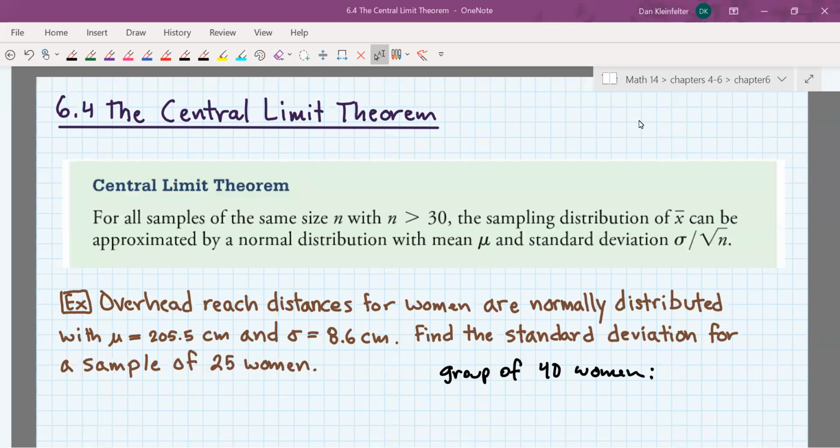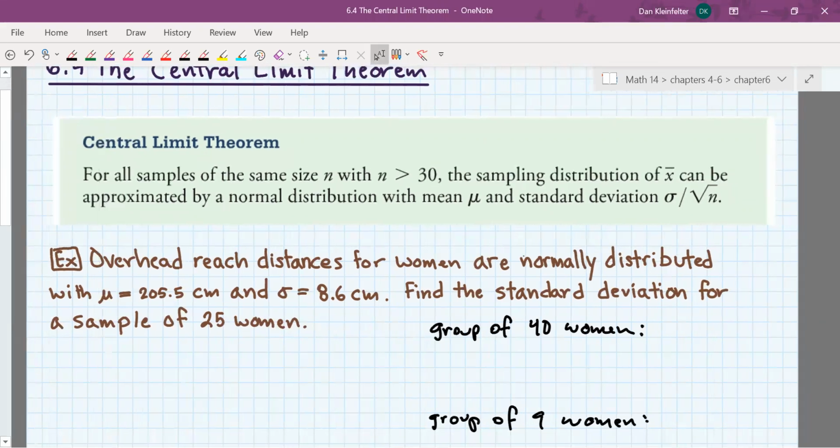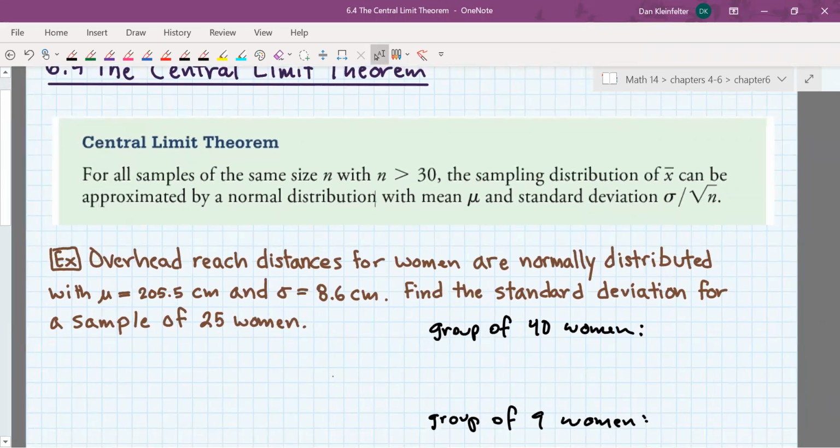For all samples of the same size n, where n is bigger than 30, the sampling distribution of the sample mean can be approximated by a normal distribution with a mean of mu and a standard deviation of sigma over the square root of n, where n is the sample size. So basically this tells us how the distribution of the sample mean will look.